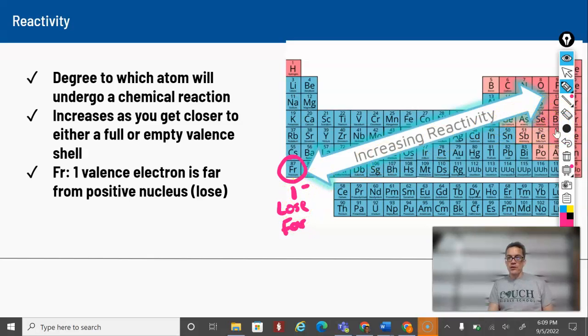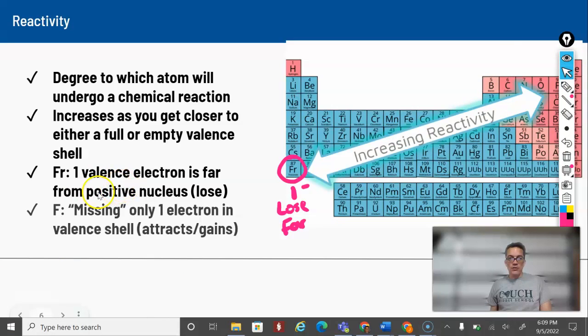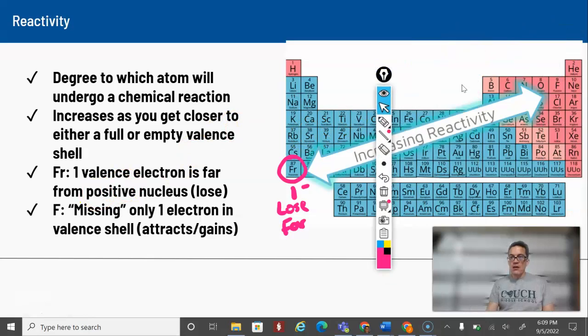If we go all the way to the other side over here, and we look at probably what's the most reactive nonmetal, that would be fluorine. We can move this out of the way so we can see fluorine. Fluorine would probably be our most reactive over here. And let's think about why that is. Fluorine's got 7 valence electrons. And so it's got room for 1 more.